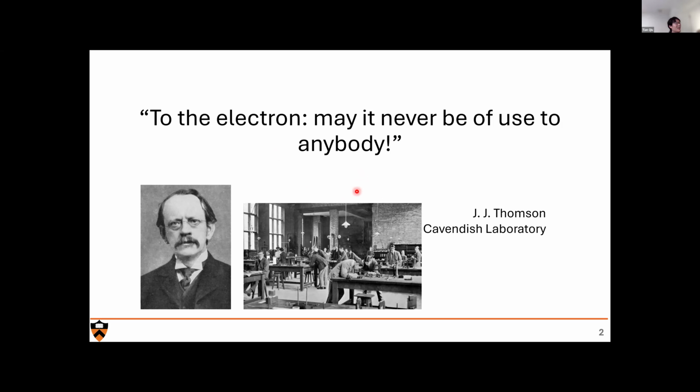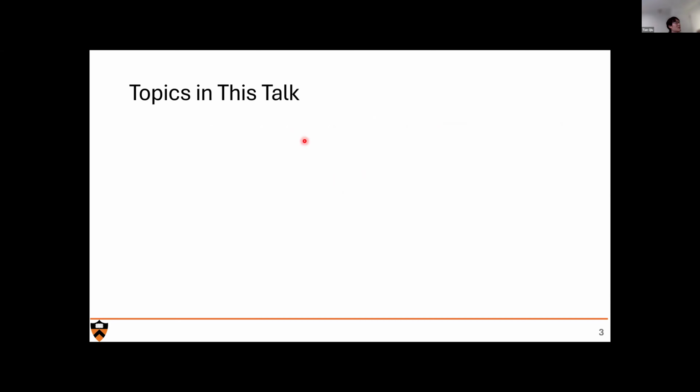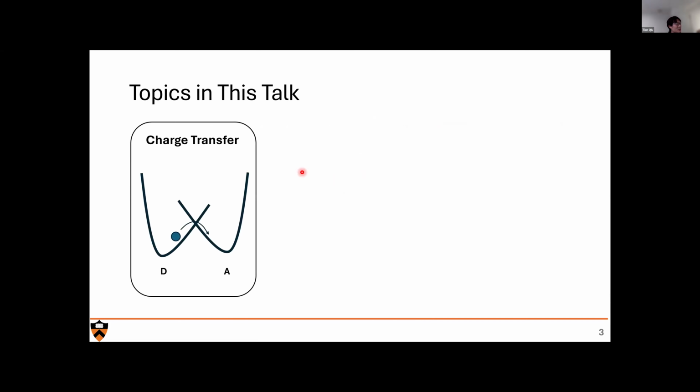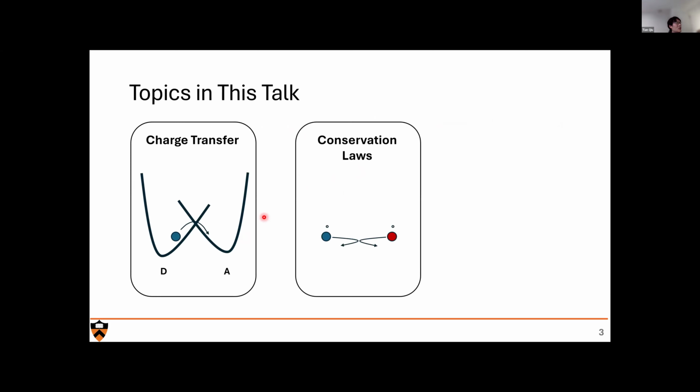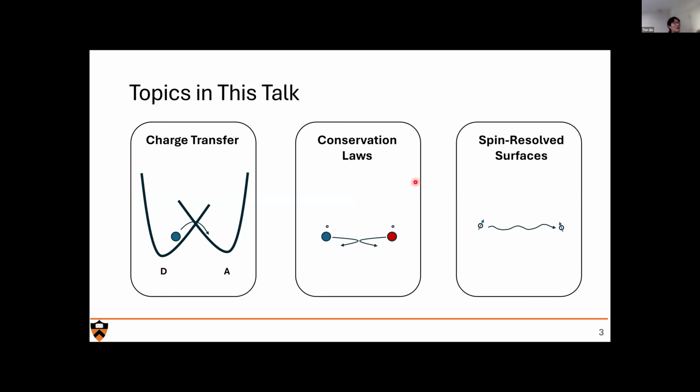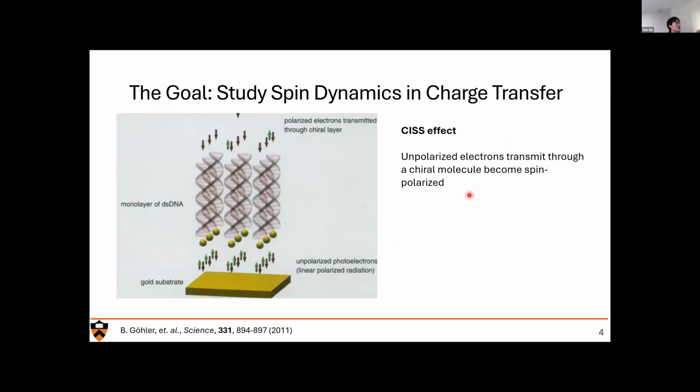Now, when time moved to today, while I'm not 100% sure whether the electron has been of use to anyone else, I'm pretty sure that it will be very useful to me, because the topics I'm going to talk about today will all be related to electrons. In fact, I'll talk about charge transfer reactions. I'll talk about the conservation laws that include both the nucleus and the electrons. And I will also talk about the spin-resolved potential energy surfaces. So by integrating these three pieces together, our goal here is to develop a method that one can use to study the spin dynamics in charge transfer problems.